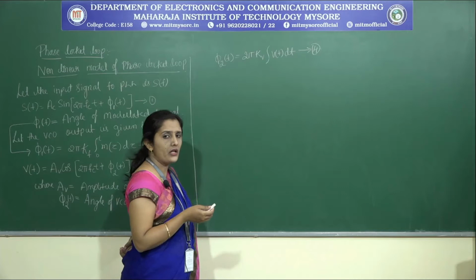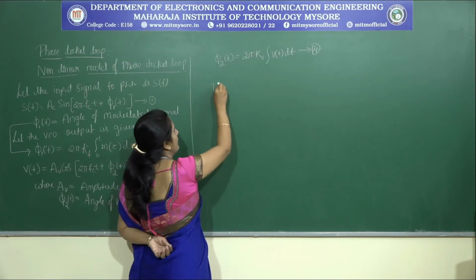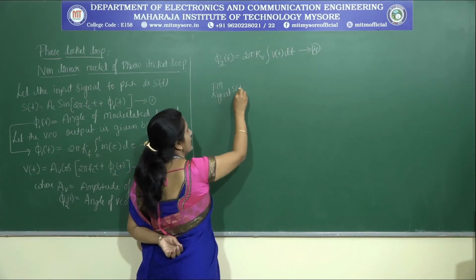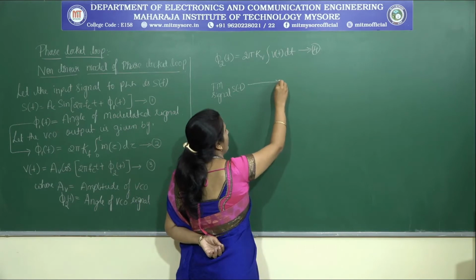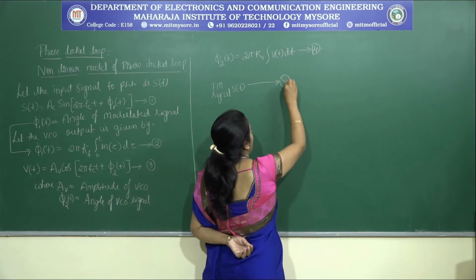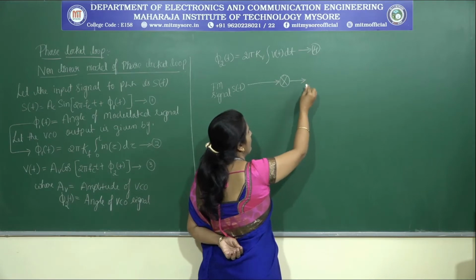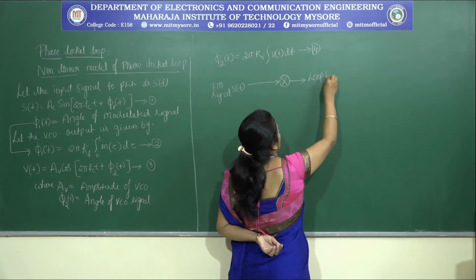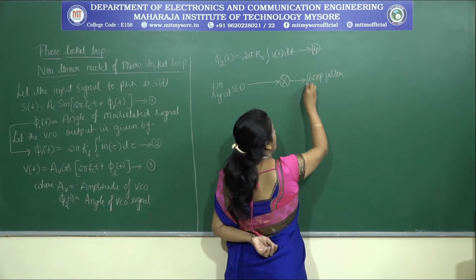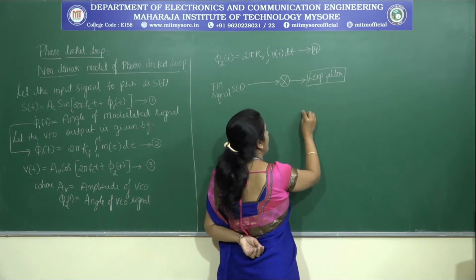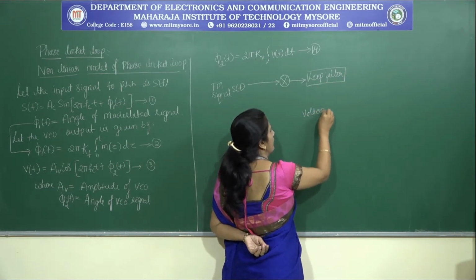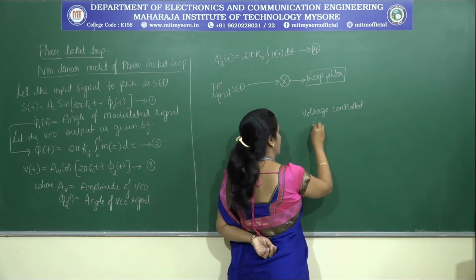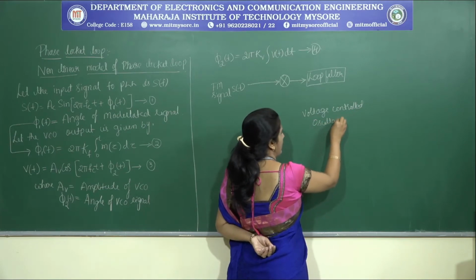In the phase lock loop block diagram, what did we have? We had the FM signal, which we give as the input. Let us consider this as s(t). We apply this to the multiplier, and the output of this is given to the loop filter. Then we have the voltage controlled oscillator.